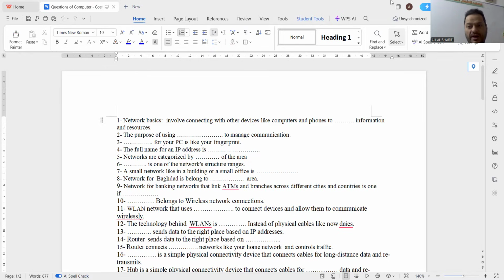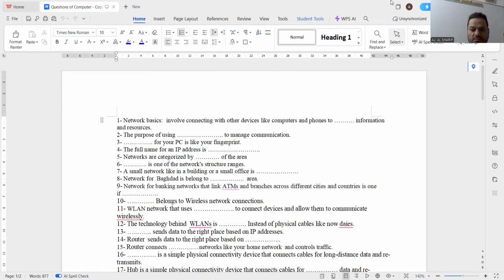Networks are categorized according to something of the area. According to it, we divide the network types. What is one of the network structure ranges? A small network like in a building or a small office, what is its name? A network for Baghdad or any city belongs to which area? A network for banking that links ATMs and branches across different cities and countries is one something.